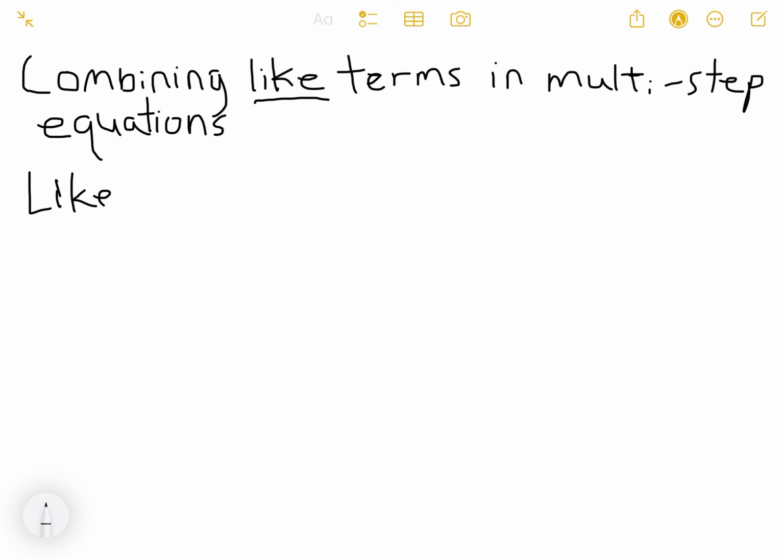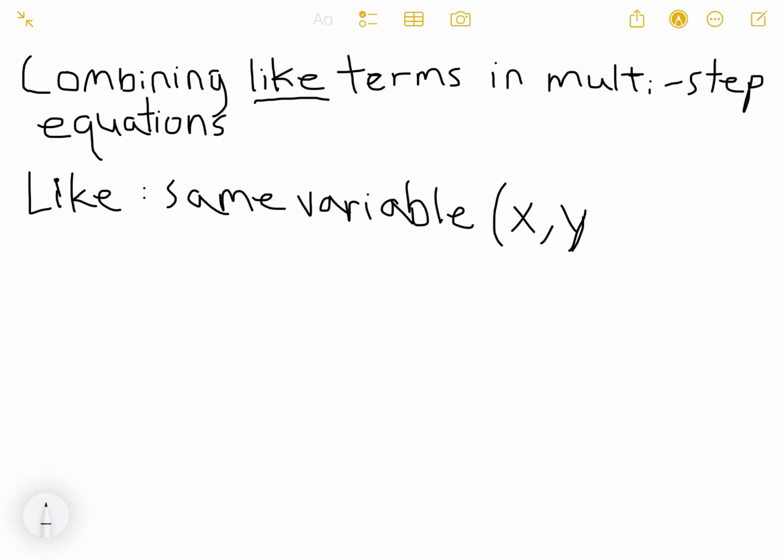term, then we say it has the same variable or term. Sometimes we'll say that. But this usually is some number or letter. So it could be x, y, z, or something like that. So that's pretty basic here, right?